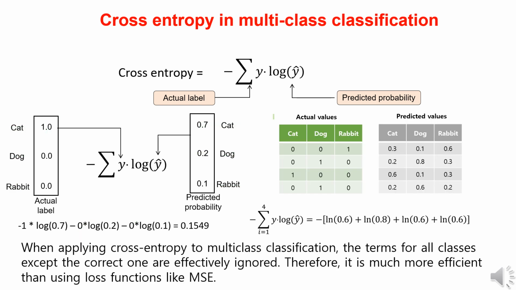In the example showing 4 predictions, you can see that the non-correct ones all contribute 0, and only the correct one is considered in the cross-entropy calculation. If we were using mean squared error, we would have to compute the difference between the predicted values and the actual labels for all classes, resulting in higher computation and less efficient learning. Therefore, cross-entropy focuses on the correct class and reduces unnecessary calculations, making it more efficient and a better suited loss function for multi-class classification problems.